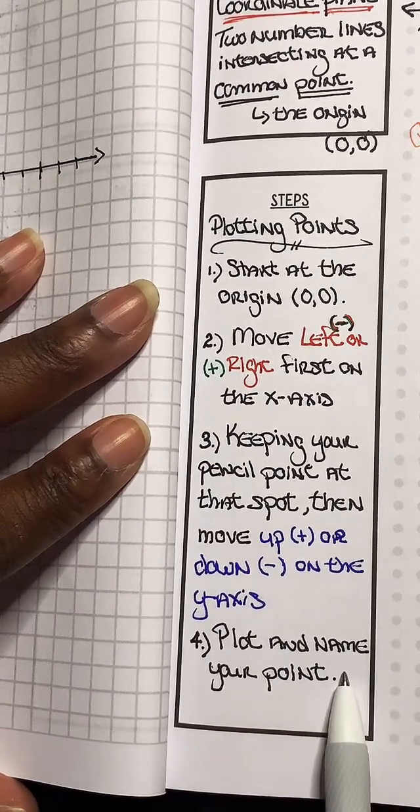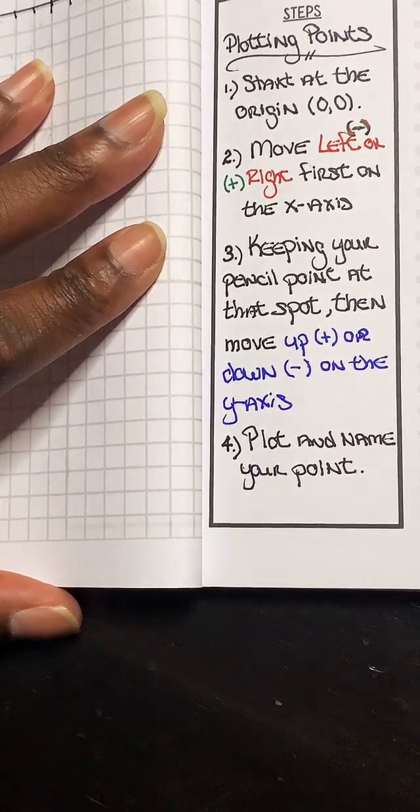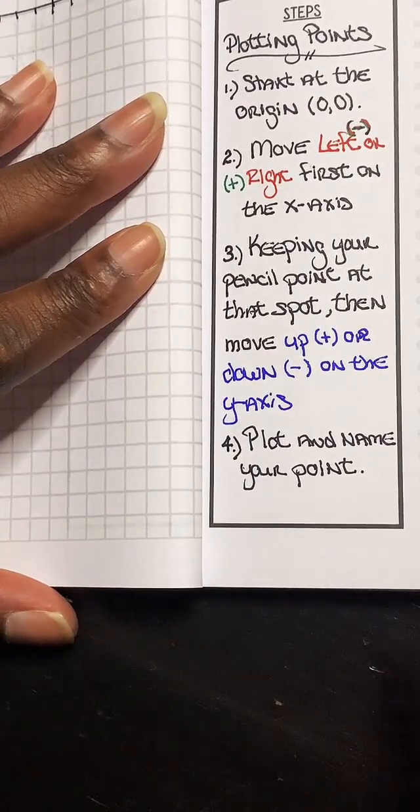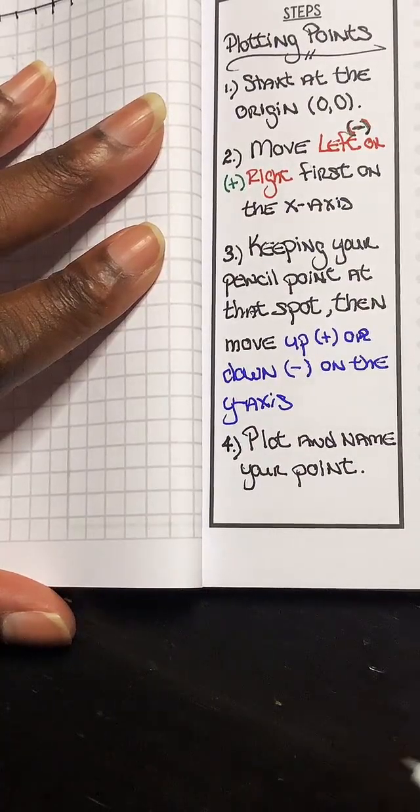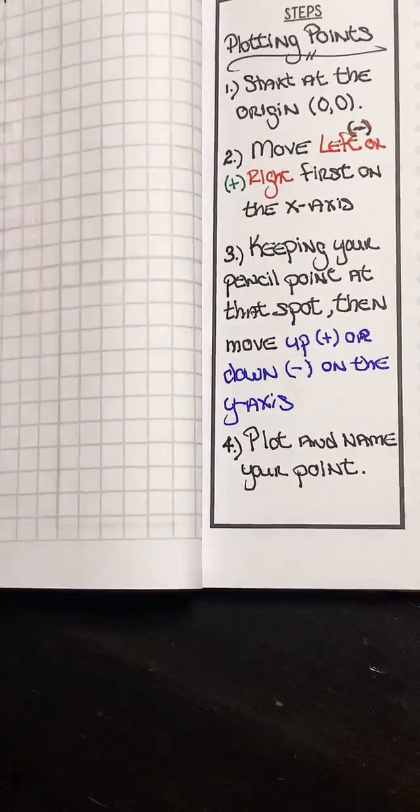Then you're going to plot your point, and then you're going to name your point. Don't just name it Gertie, okay? You're going to actually name it. It could be point A, point B, point C, point D, okay?